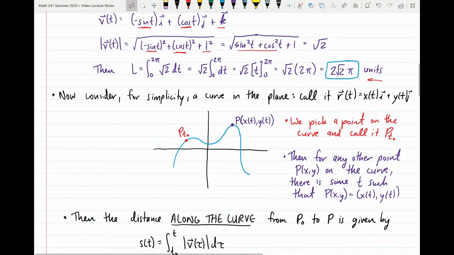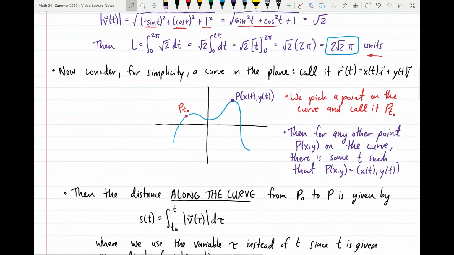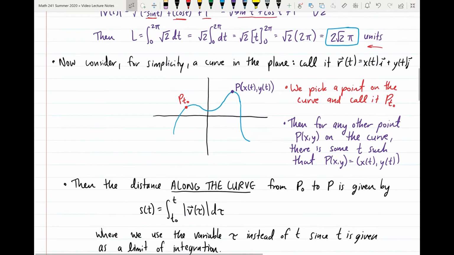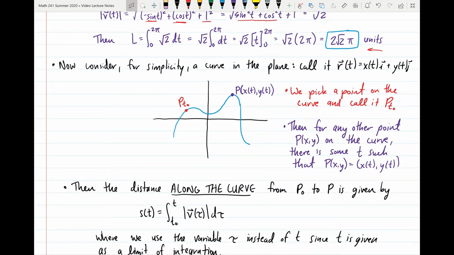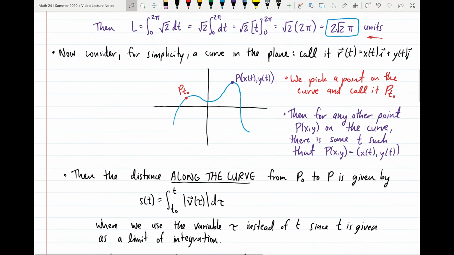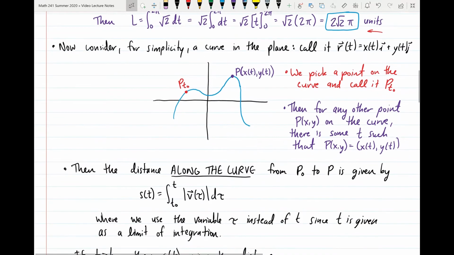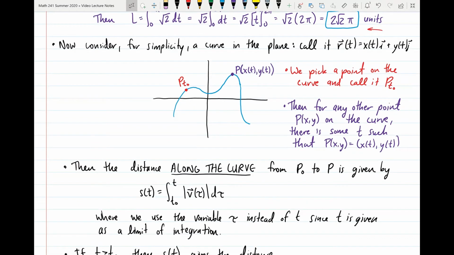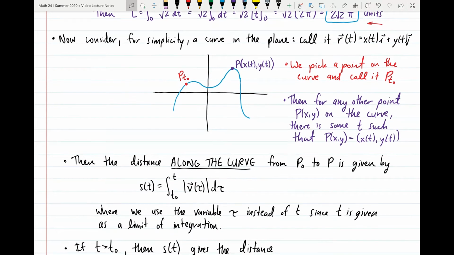Now let's move on to a little bit of a different topic. So let's say that we have a curve, and just for the sake of simplicity, I'm going to draw a curve in the plane as opposed to a curve in space, and we'll call that curve R. So that curve is the blue curve inside of the plane that I have drawn. And we're also going to pick some arbitrary point on the curve, and we're going to call it P sub t naught, which is the point in red.